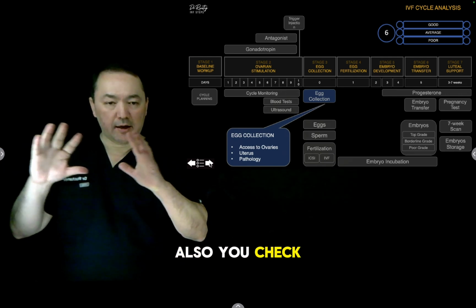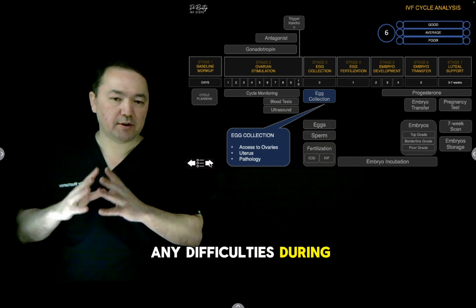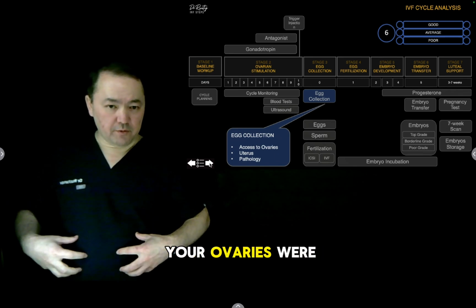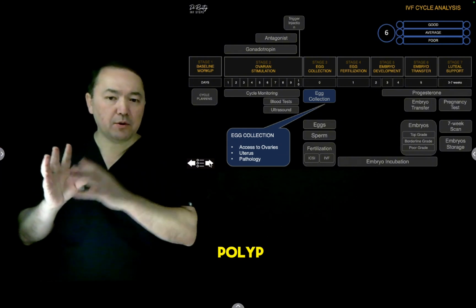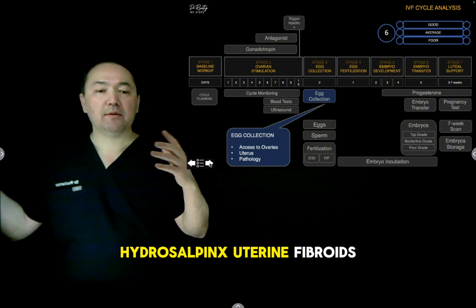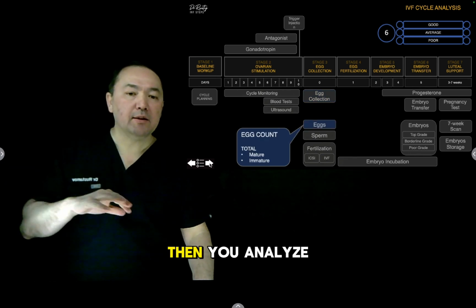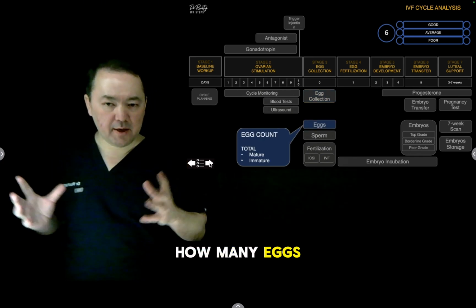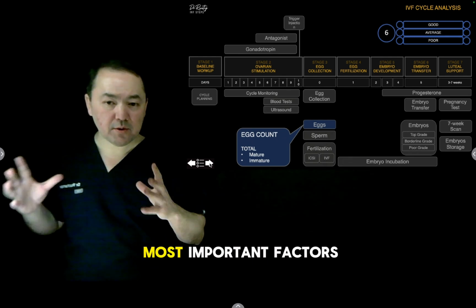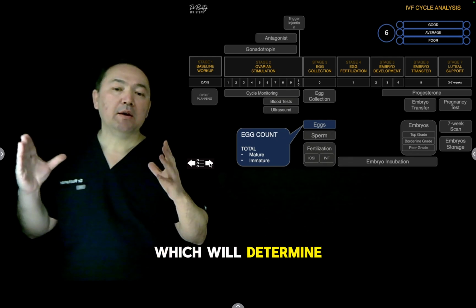Also, you check whether you had any difficulties during egg collection, whether both of your ovaries were accessible, and whether you had any pathology in the uterus like polyp, hydrosalpinx, uterine fibroids. Then you analyze your total number of eggs, how many eggs you got. That's by far one of the most important factors which will determine your success in IVF.